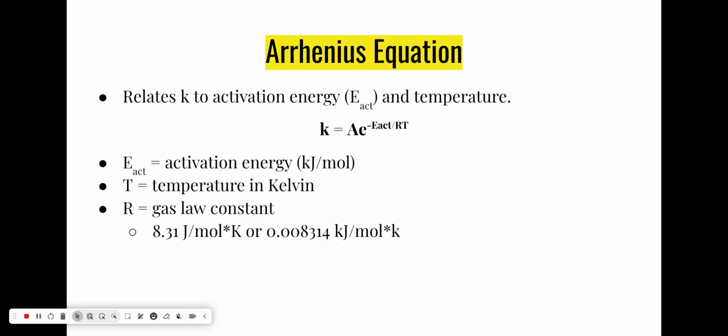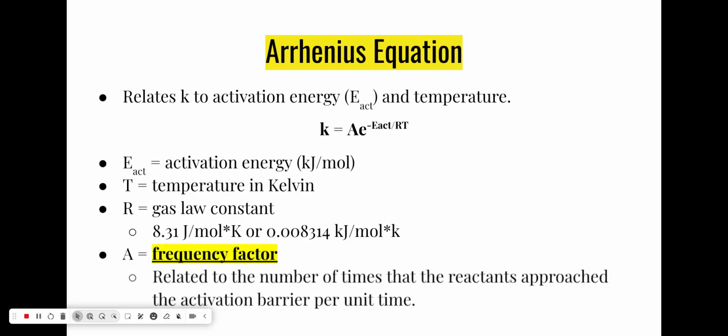So you'll notice it's not the ideal gas law constant. It is simply the gas law constant. So it's a different number here. What's different about it, guys, is that this has energy units. And then A is called the frequency factor, which is related to the number of times the reactants approach the activation barrier per unit time. So capital A is how many times our reactants are ready to react or not, and how many times they approach that activation barrier per unit time.